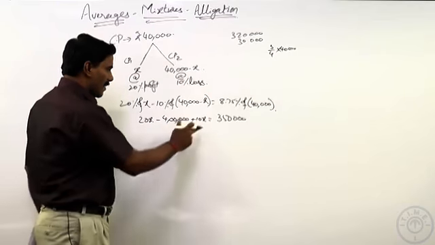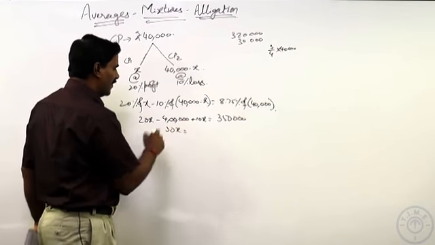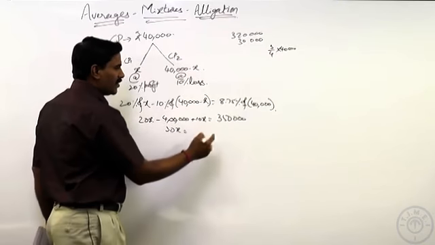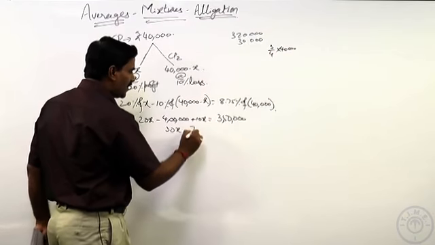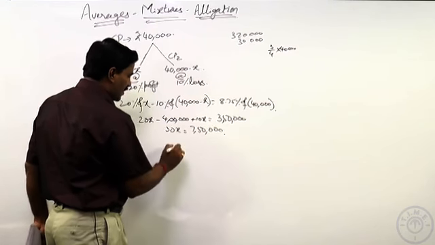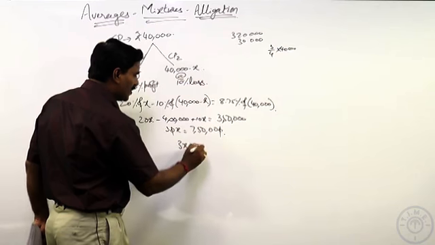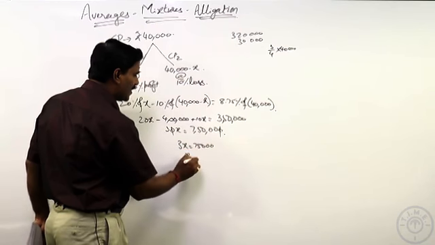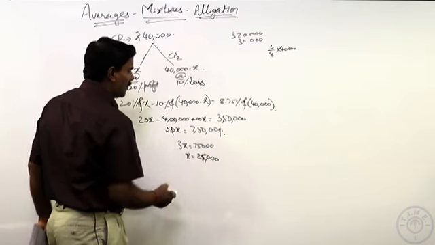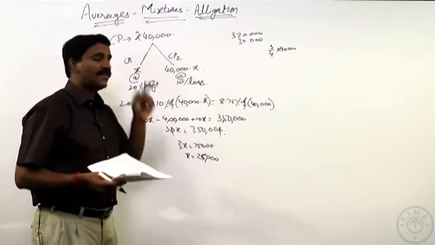Now simplifying further, 20 plus 10 is 30x is equal to, and bringing this 4 lakhs to the other side it becomes plus 4 lakhs. So 4 lakhs plus 3,50,000 means 7,50,000. If we cancel 0 and 0, 3x is equal to 75,000, or in other words x is equal to 25,000. This is the price of the first variety that we have considered, x.